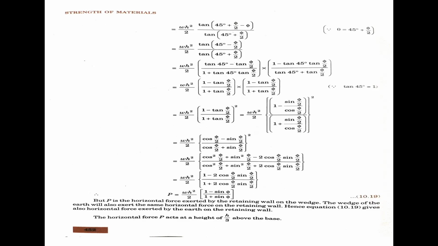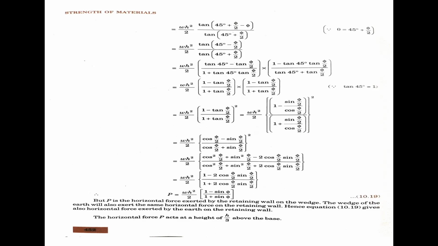You have to extend the equation in this process. Now WH square by 2, (1 minus tan phi by 2) divided by (1 plus tan phi by 2) into (1 minus tan phi by 2) divided by (1 plus tan phi by 2). Now WH square by 2, (1 minus tan phi by 2) divided by (1 plus tan phi by 2) whole square. Now WH square by 2, (1 minus sin phi by 2 divided by cos phi by 2) and (1 plus sin phi by 2 divided by cos phi by 2) whole square. WH square by 2, now we write (cos phi by 2 minus sin phi by 2) divided by (cos phi by 2 plus sin phi by 2) whole square.